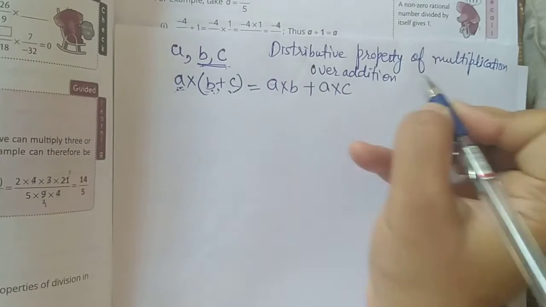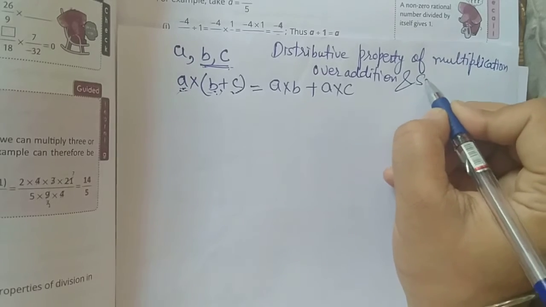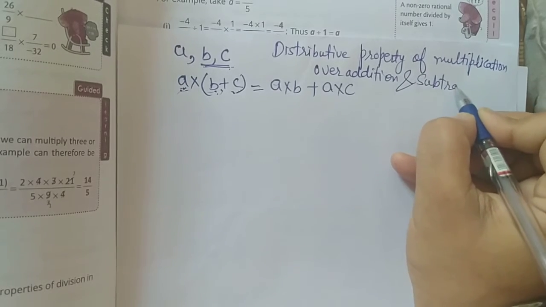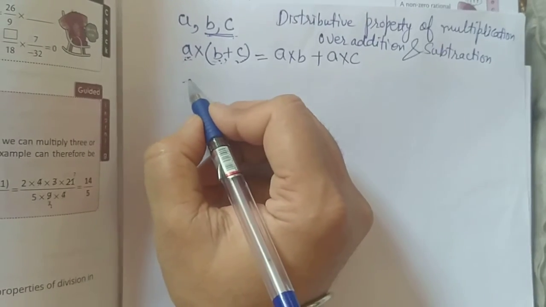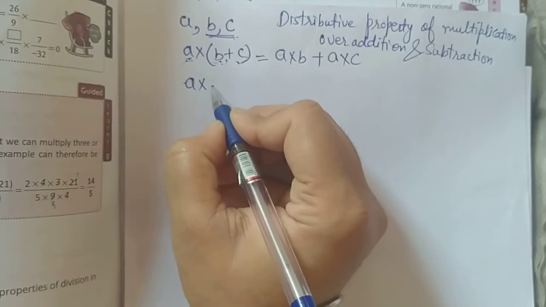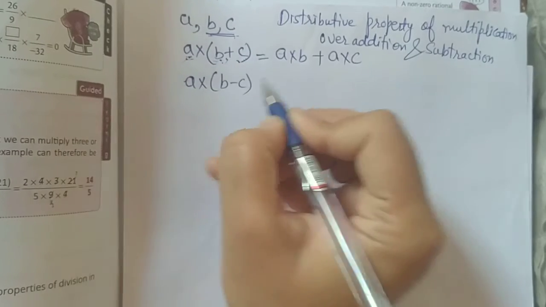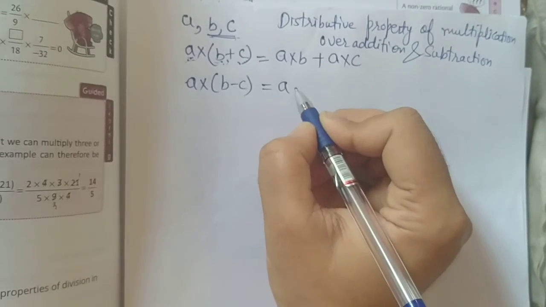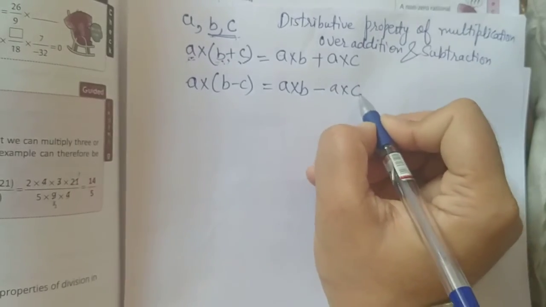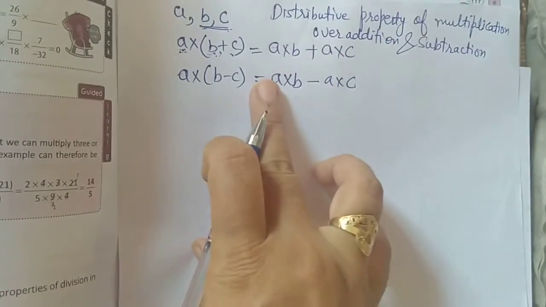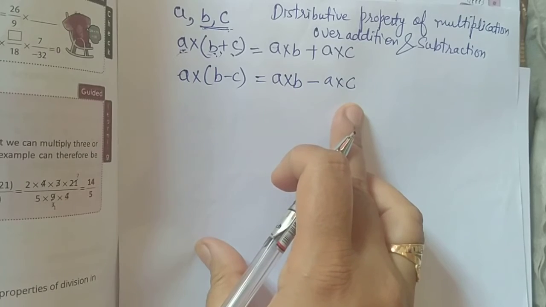and subtraction is also the same. So I am combining it here, and subtraction. If we subtract c from b, so a multiplied by b minus c will give us a multiplied by b minus a multiplied by c. So in both cases the answer will be the same.